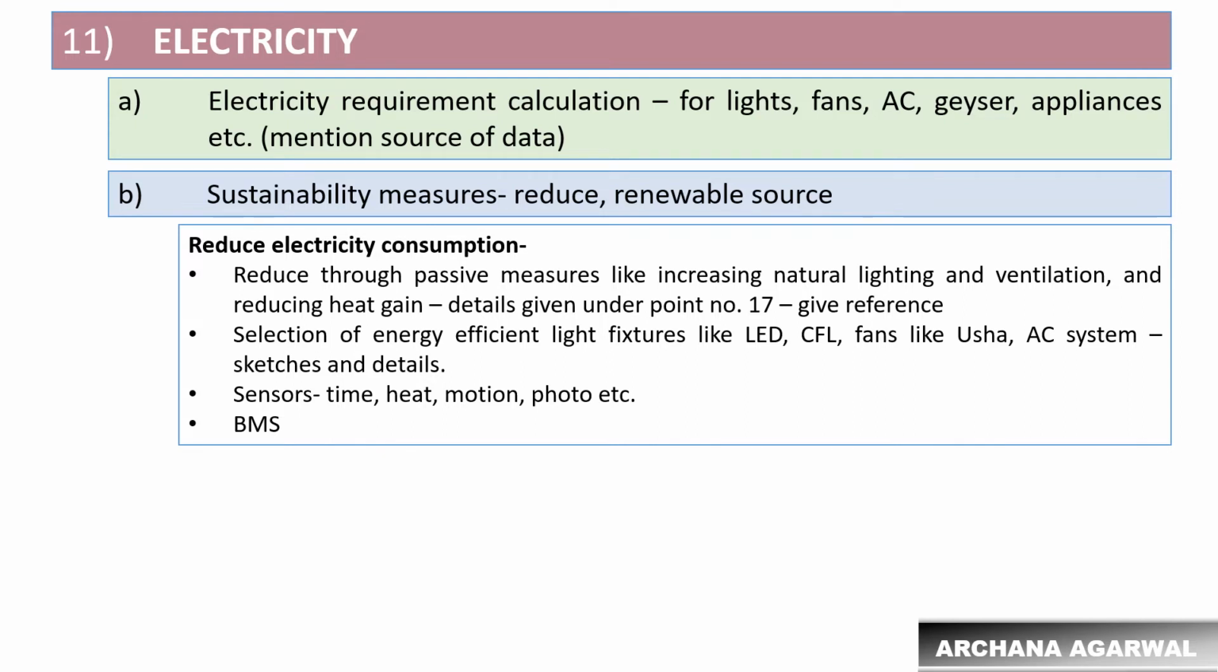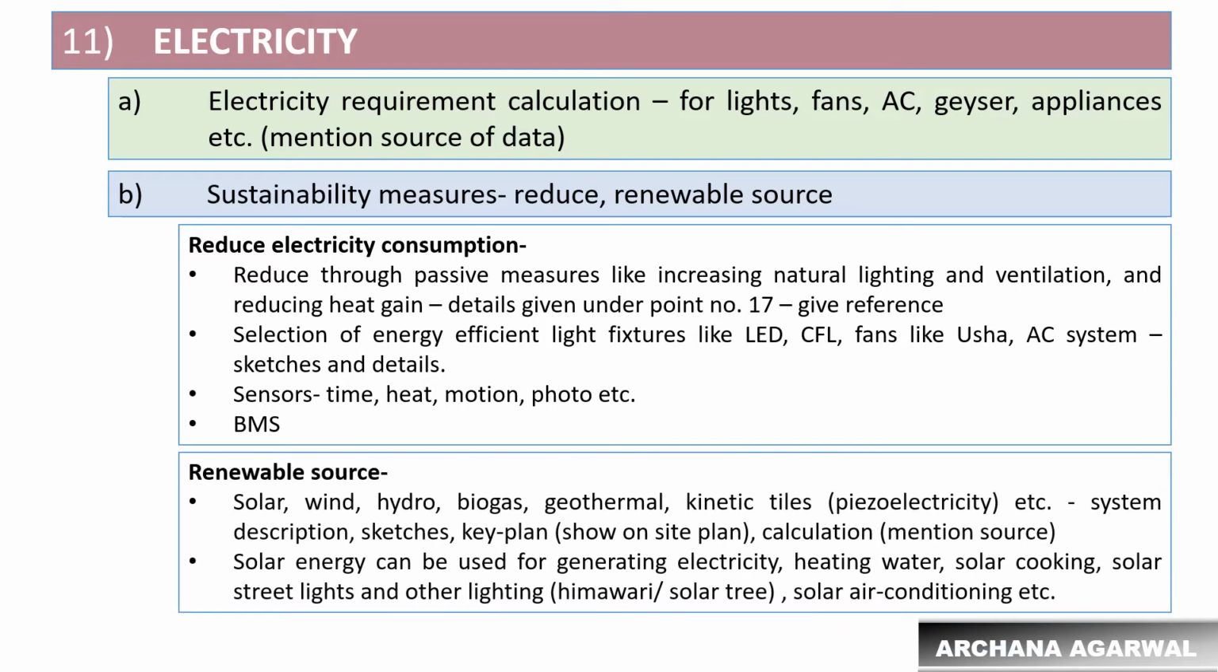The electricity consumption can also be reduced by using energy efficient light fixtures and energy efficient AC system. Sensors can be used, and also building management system can be used to control the energy usage. The renewable sources of energy are solar, wind, hydro, biogas, geothermal, kinetic tiles, etc. The sketches, pictures, details, and wherever possible, the calculations of all the proposed systems should be shown on the drawing.